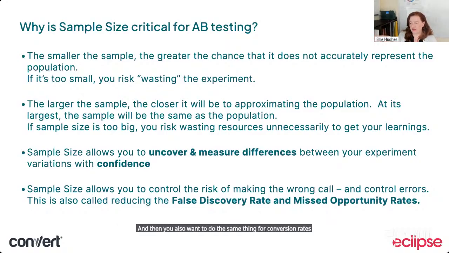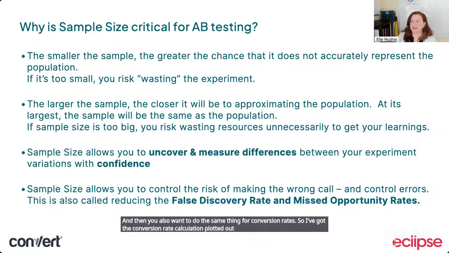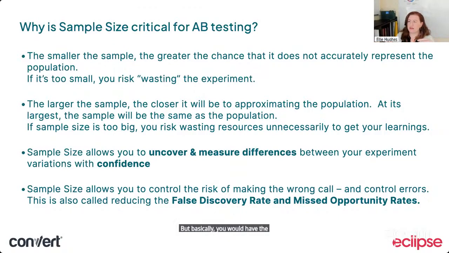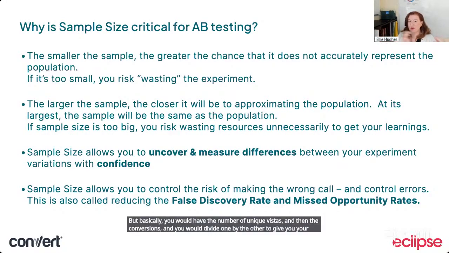I've got the conversion rate calculation plotted out towards the end. But basically, you would have the number of unique visitors and then the conversions, and you would divide one by the other to give you your conversion rate. And you can see your average conversion rate within a specific time.